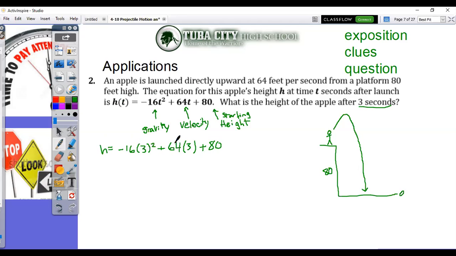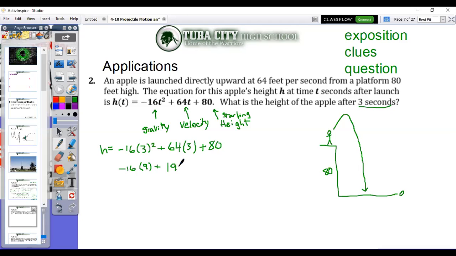So by plugging it in and evaluating it, we should be able to get this pretty easily. So negative 16 times 9 plus 64 times 3. What is 64 times 3? That would be, let me just use my calculator, 192, plus 80. Now I'm going to go ahead and put this together.